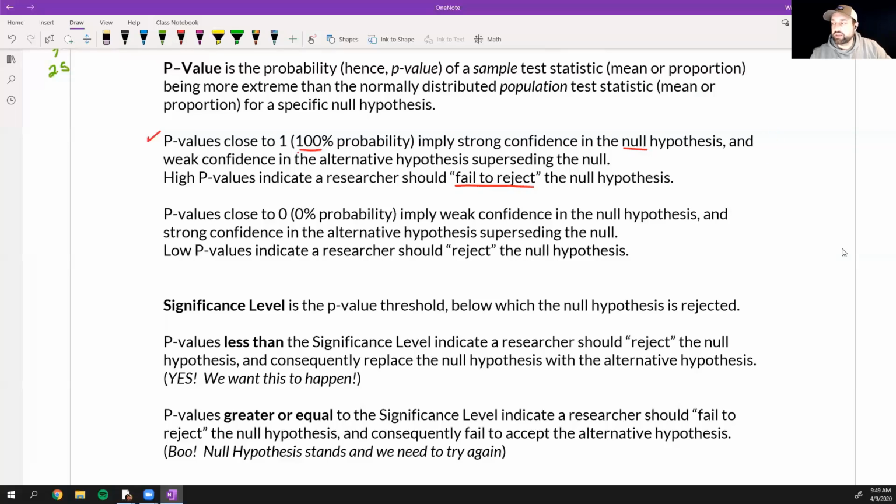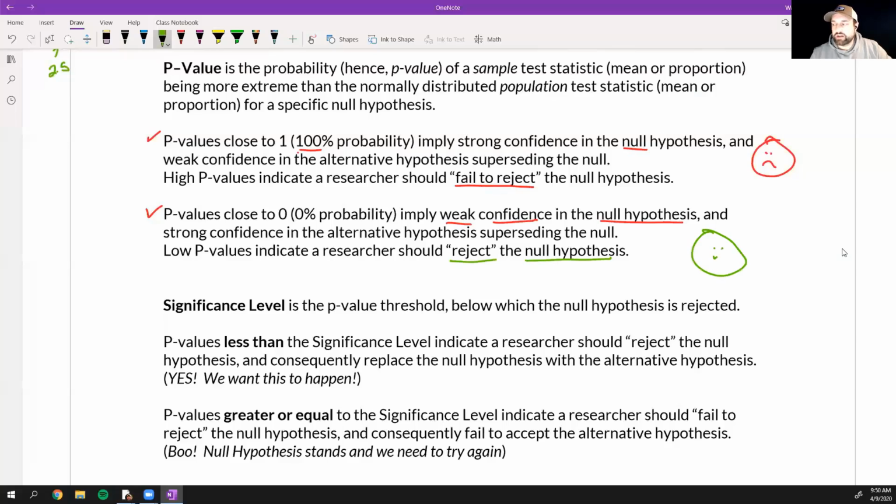And so this is bad. We don't want this to happen. We want to reject the null hypothesis. We want to prove the existing theory incorrect, okay? A p-value that's close to 0 implies weak confidence in the null hypothesis. That means the null hypothesis is on shaky ground. The king of the mountain is teetering. And if we have a low p-value, it means that we should probably reject the null hypothesis.